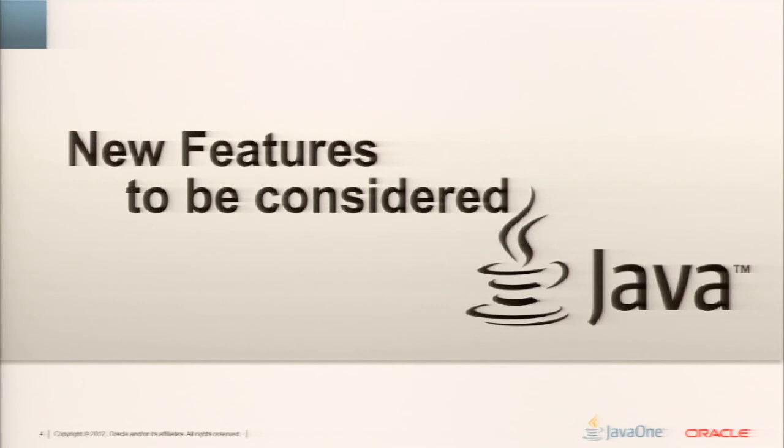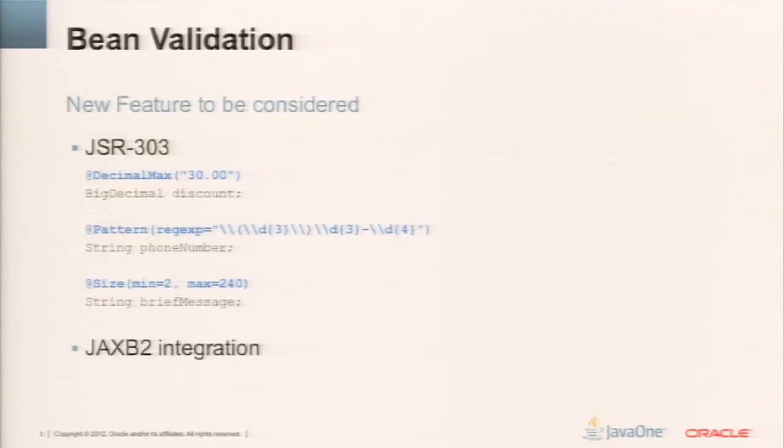So going first through the features. The most common one, at least what we see on the Metro forum or JAX-WS forum, is bean validation. We mention it here even though it more or less belongs to JAX-B. But let's first get on the same page about what bean validation is. It's basically the implementation of JSR 303.